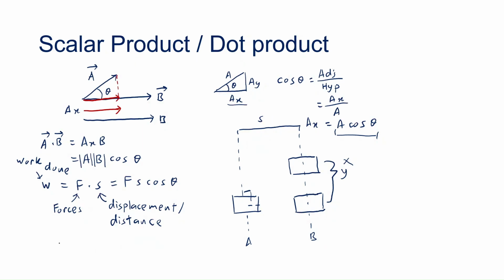The last key point I want to mention is that this scalar or dot product will just give you a magnitude. The result that you calculate, for example, you calculate this work done, they will just give you a magnitude, and this is different from the cross product, which I will explain later.